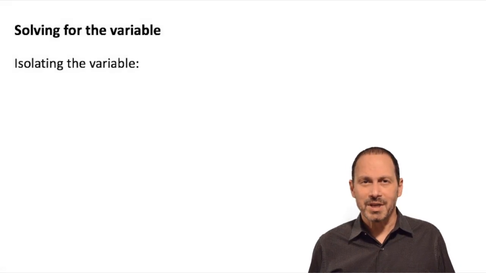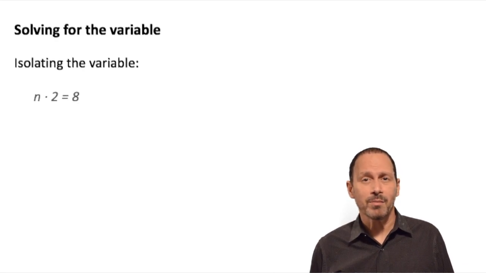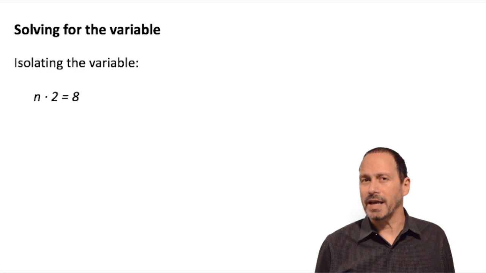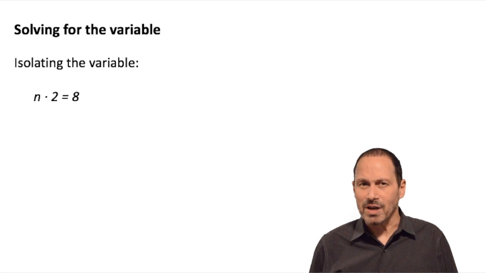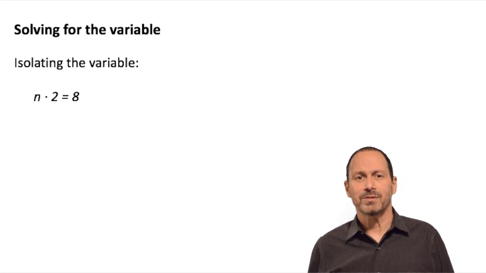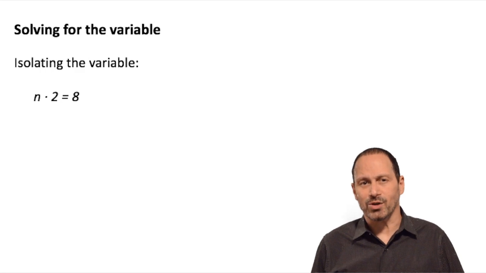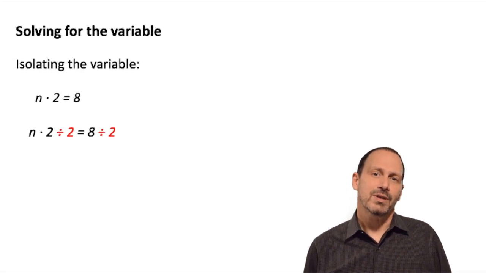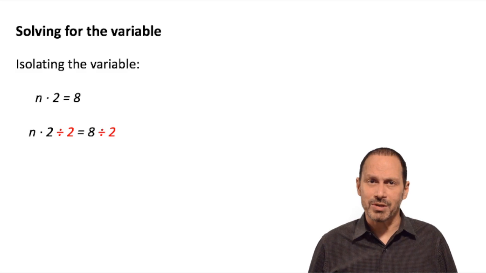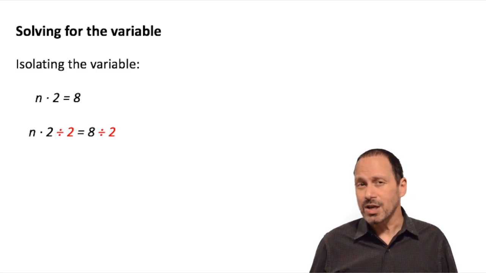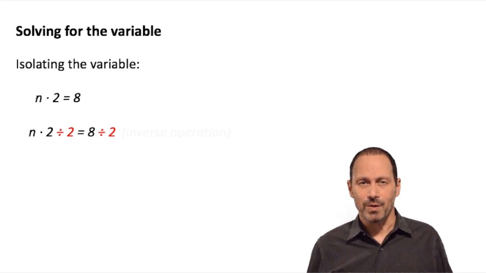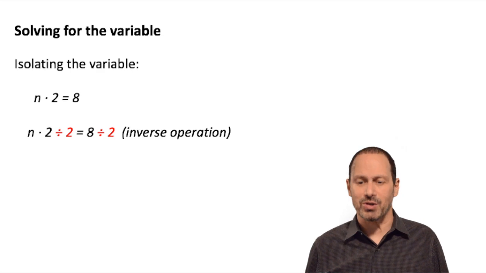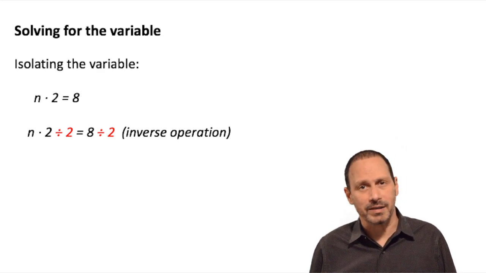The same can be done when there is a multiplication. Suppose we have n multiplied by 2 equal to 8. If we want to isolate the variable, solve for the variable, then we perform the inverse operation of multiplication, which is division. And we divide by 2 on both sides of the equation. Remember, we have to do it on both sides to preserve its equality.